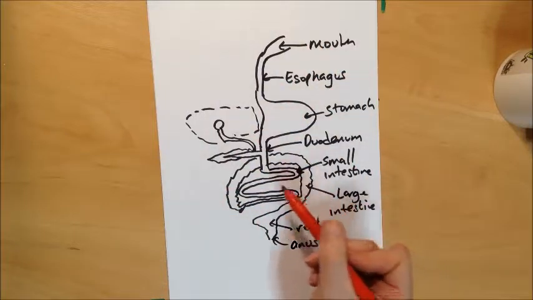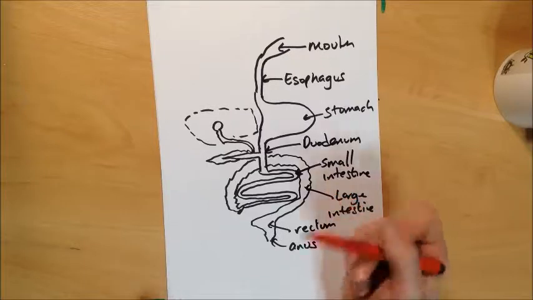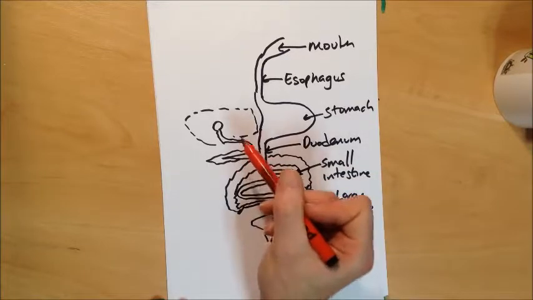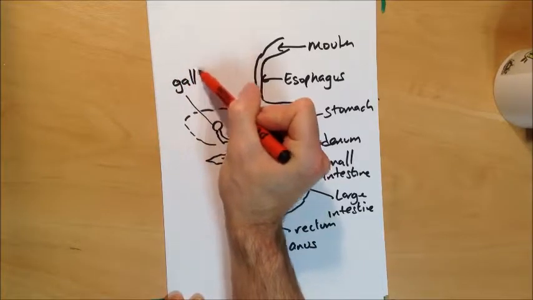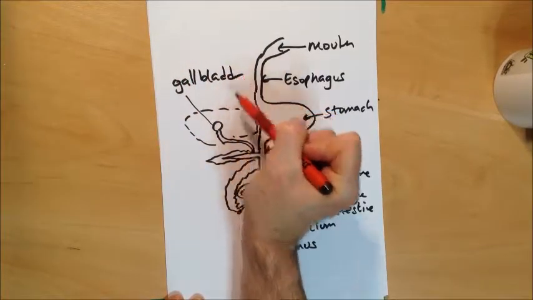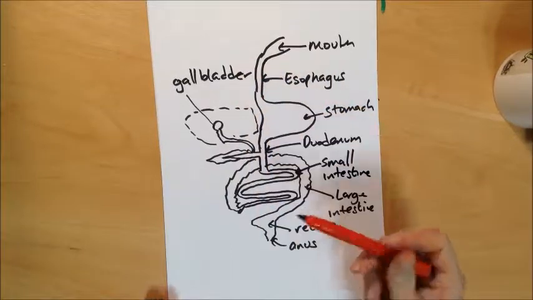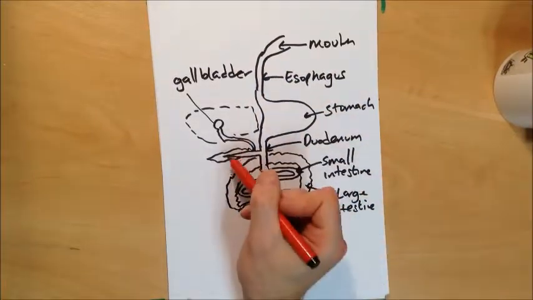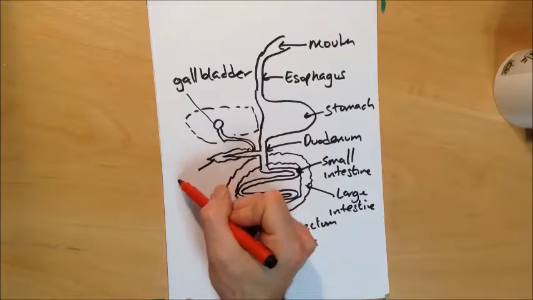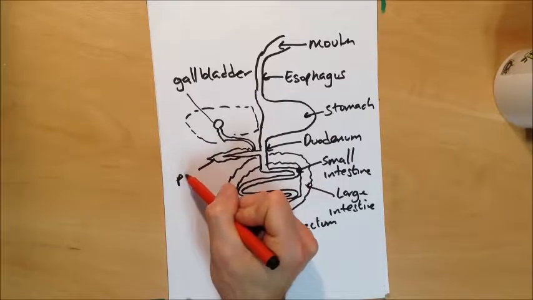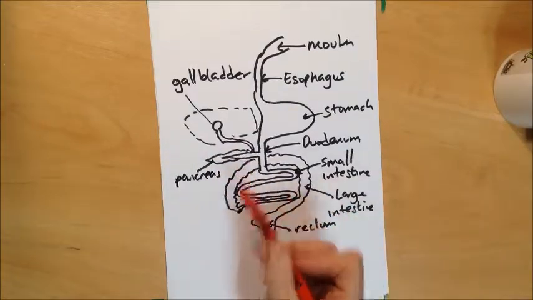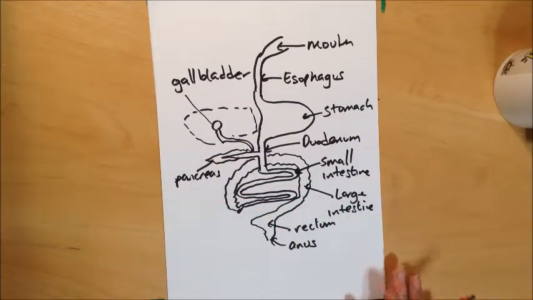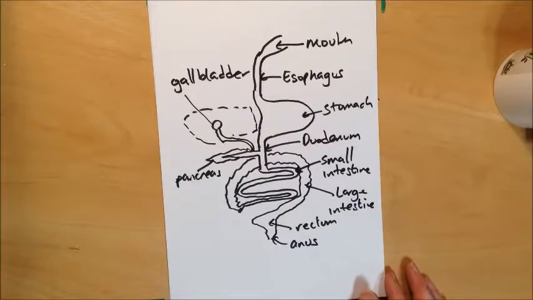But there are other parts of the digestive system which the food doesn't directly pass through, but are nevertheless very important. You've got the gallbladder here. And what the gallbladder does is it stores bile which has been produced by the liver. And then you've got this organ, which is the multifunction organ. It's called the pancreas. So the pancreas is very important. We'll come back to that again. So that is an overview of the digestive system and the organs within it.